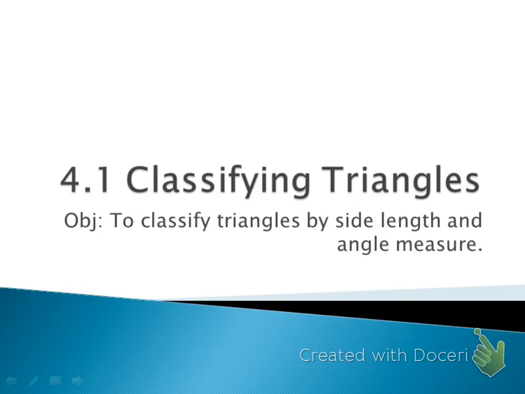Today we're starting chapter 4 with section 1. So we're doing 4.1 today. It's all about classifying triangles. We are going to learn 2 ways to classify triangles: by the length of their sides and by the measure of their angles. Any questions?